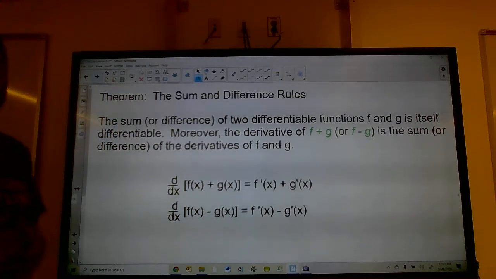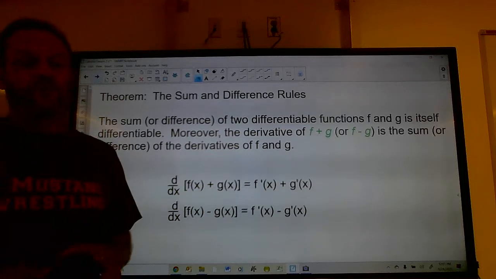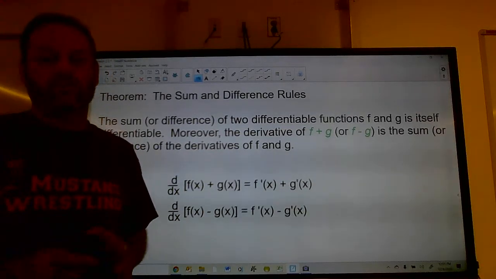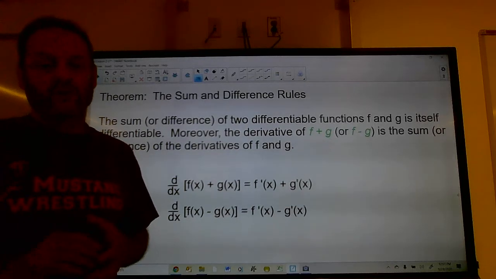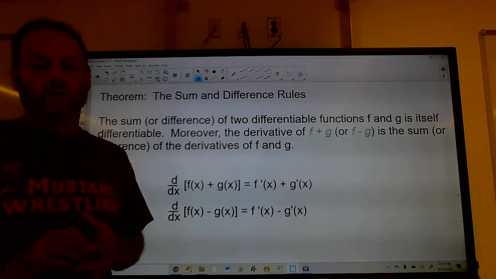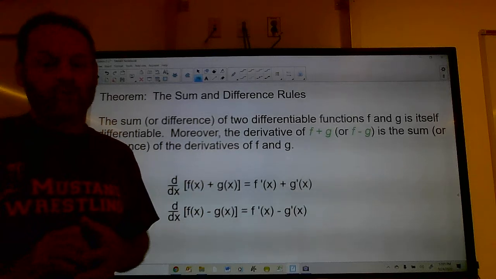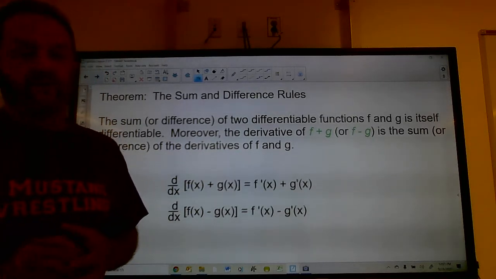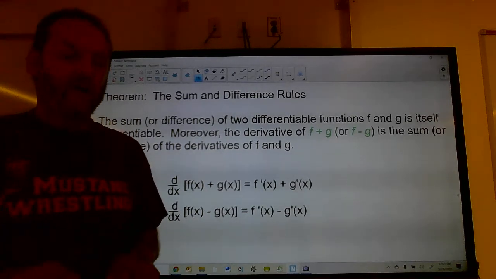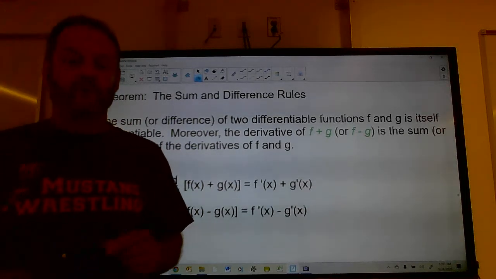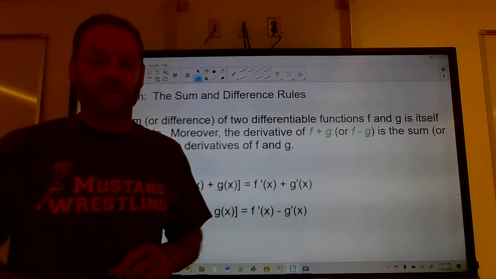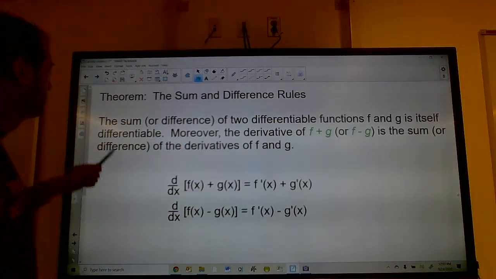Okay, the sum or difference rules, these are super simple. The sum or difference of two differentiable functions f and g is itself differentiable. Moreover, the derivative of f plus g or f minus g is the sum or difference of the derivatives of f and g. So the derivative of f of x plus g of x is f prime of x plus g prime of x, and the derivative of f of x minus g of x is f prime of x minus g prime of x.